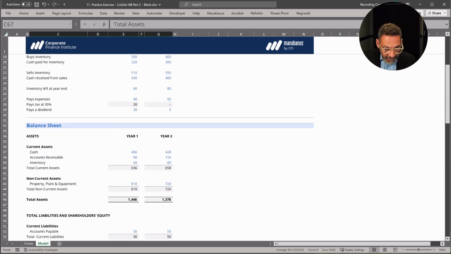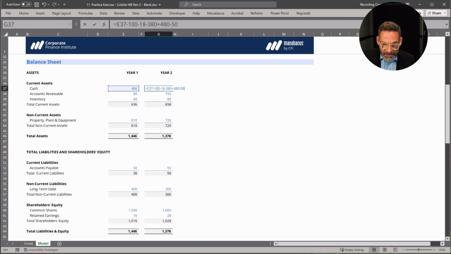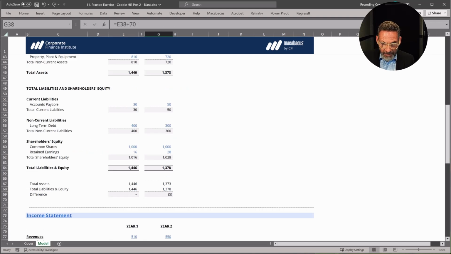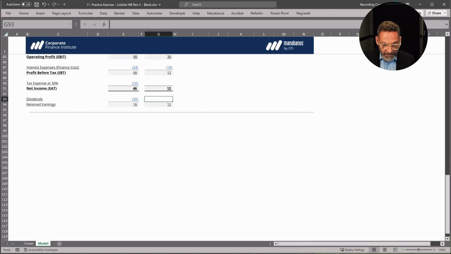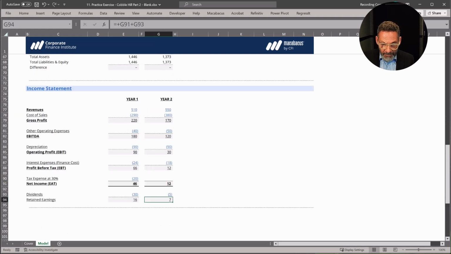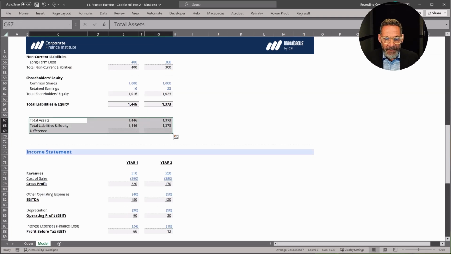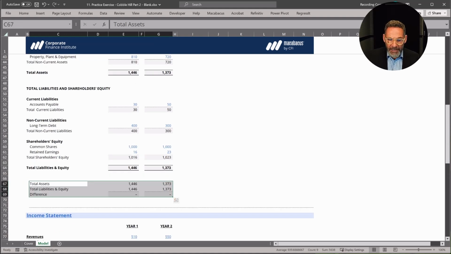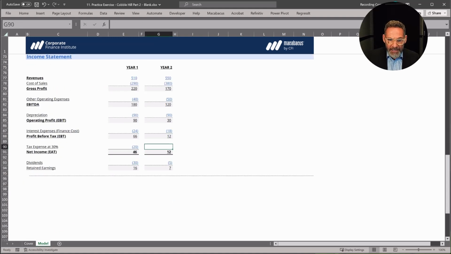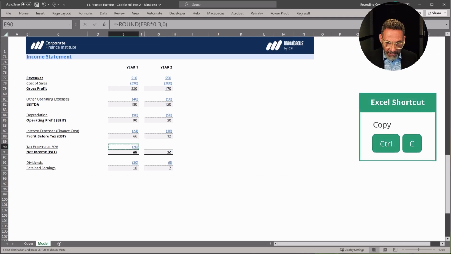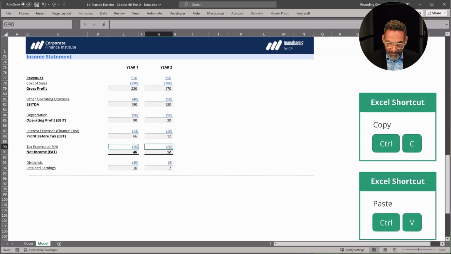Let's do the dividend next because that's really easy. Pay a dividend of 5. So our cash goes down by 5. And here's our dividend of 5. Hopefully we're still balancing. Yep, our accounting equation holds. And the only thing we have to do next is record the tax expense. Now, I'm going to just copy the tax expense from the previous year. I'm doing Control-C and just Control-V for paste.